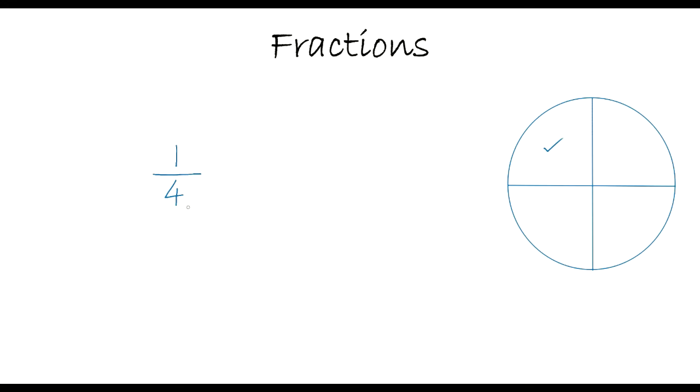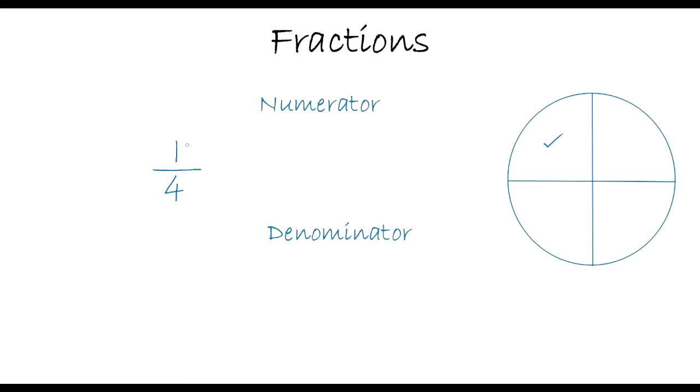And this top number and bottom number of any fraction have different names. This top number is called numerator and the bottom number of a fraction is called denominator. So the upper number, the top number of a fraction is called numerator and the down number, the bottom number of a fraction is called denominator.